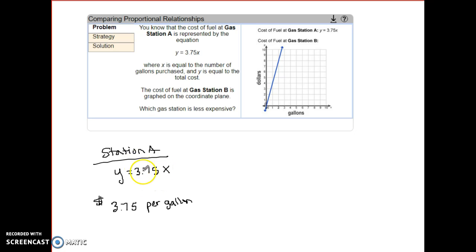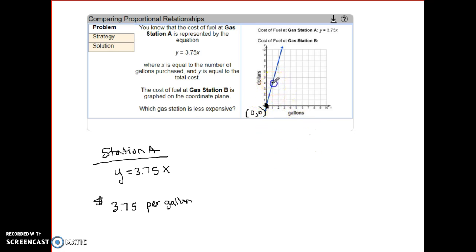We can see the rate right in our equation. This is where the slope is. Y equals mx plus b. And in this case, there's nothing to add, so it would be plus 0. So our rate right here, this is our slope, $3.75. So for gas station B, they're giving us a graph. We have to calculate out what the slope is from this graph. So we would need to find intersecting points. So one for sure we could use is the point 0, 0.